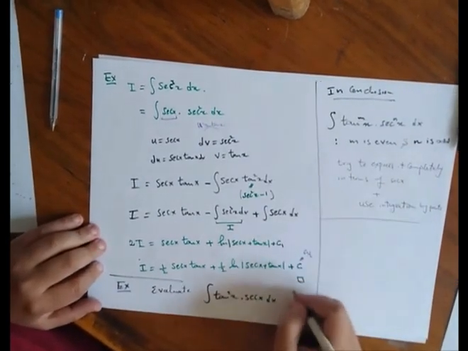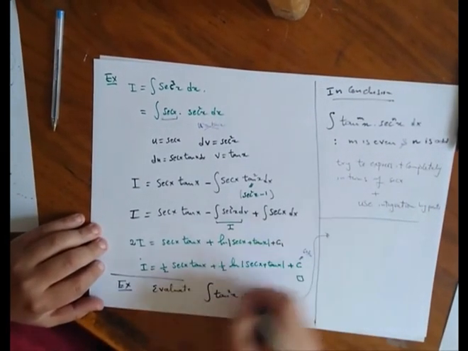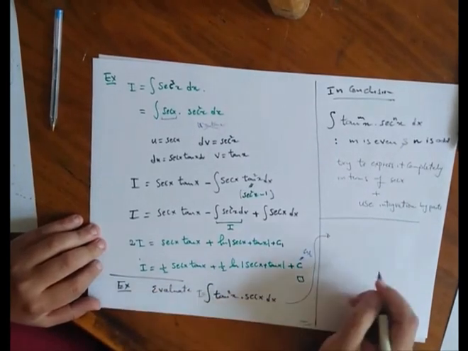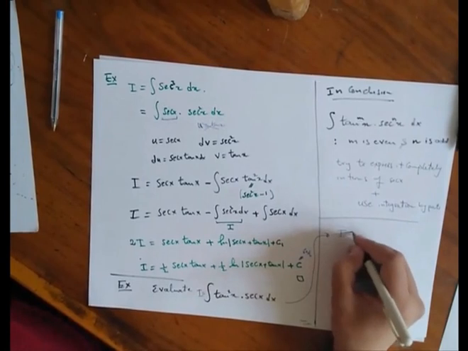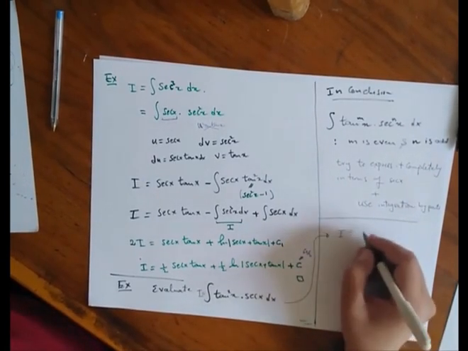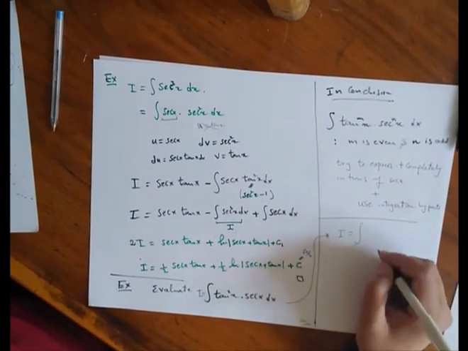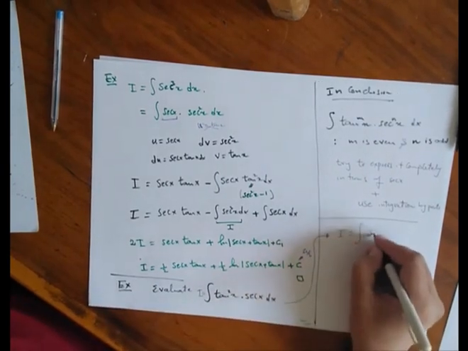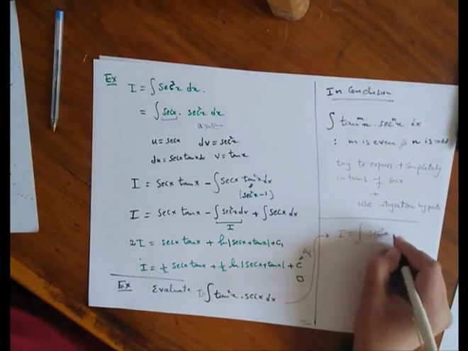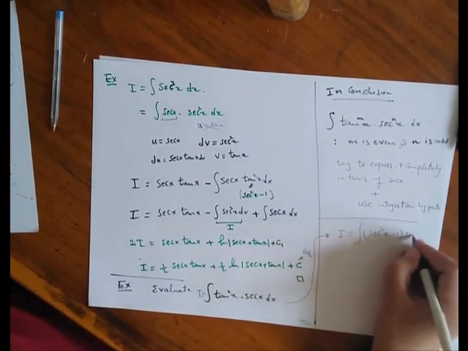So if you want to solve this one, if I call this I, the first thing you have to do is write this in terms of the secant. So how can you do that? I'll give you a hint. You can do that by replacing tan squared by secant squared minus 1. So it would be secant squared minus 1 times secant x dx.